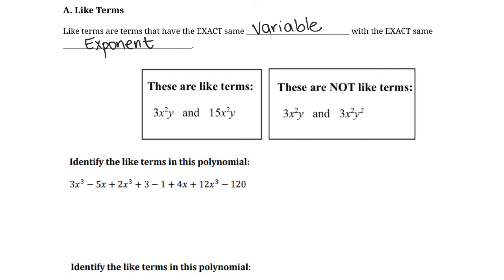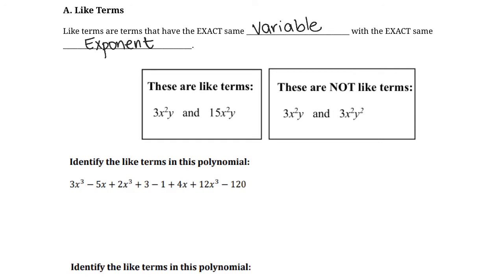Like terms are terms that have the exact same variable with the exact same exponent. So if you look at the boxes on the sheet or on the screen, the first box says these are like terms, and we've got two terms here, 3x squared y and 15x squared y. If we compare them, what do you notice is the same? Well, the coefficient, or the number at the front of the term, those are different. We've got one that's a 3 and one that's a 15.